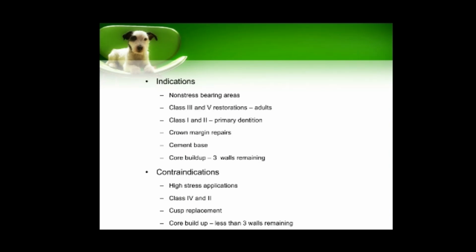The indications include non-stress bearing areas, class 3 and class 5 restorations in adult patients, and class 1 and class 2 in deciduous dentition. It is also indicated in crown margin repair. The cement can be used as a cement base and core build up when at least 3 walls of the tooth are remaining. Contraindications are high stress application areas, class 4 and class 2 restorations, cusp replacement, and core build up with less than 3 sound walls remaining.